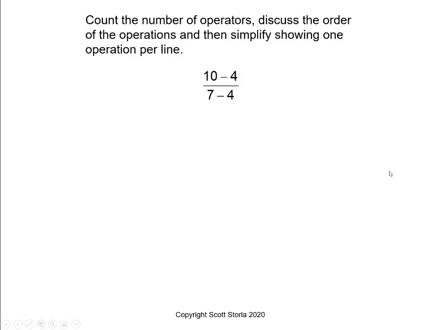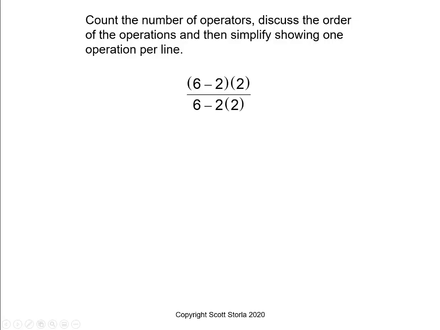For example, here, if I'm counting the operators, I have 2 subtractions and a division, so I have 3 operators. I'll need to perform the subtractions first, and then I'll do the division last. So the 10 minus 4 and the 7 minus 4 are grouped implicitly. We don't have parentheses around them, and yet we have to do them first. 10 minus 4 will be 6, 7 minus 4 will be 3, and then 6 divided by 3 will be 2.